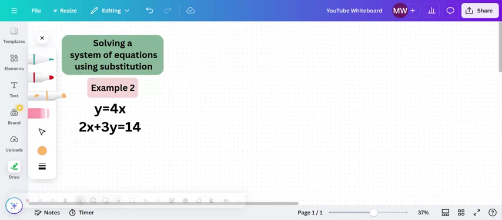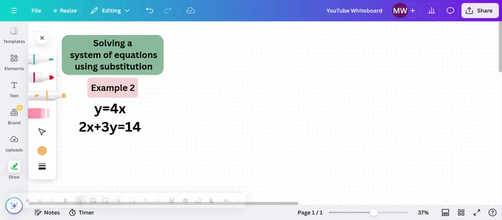So in order to solve for x or y, we have to get our equations to only have x or only have y in them. We can't solve if there's both an x and a y. So we need to substitute one thing in place for another to make our equation have only one letter in it. So our first equation, y equals 4x, is set up nicely because it tells us exactly what y equals.